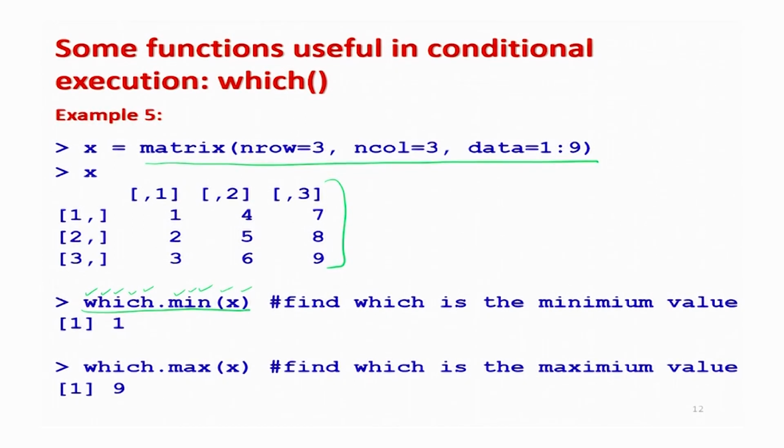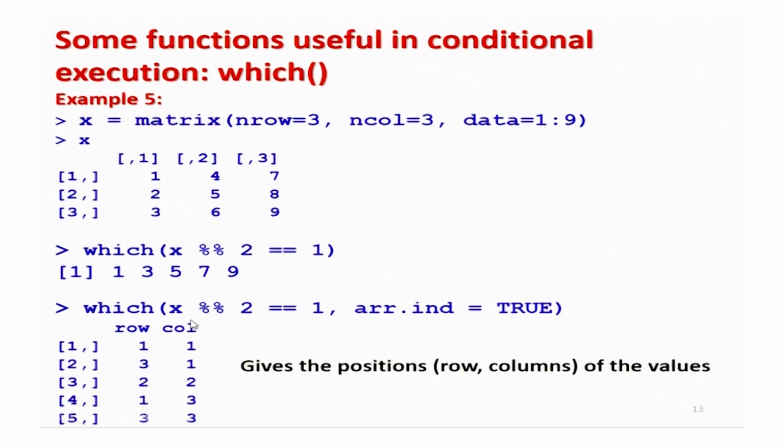So, you can see in these values 1, 2, 3, 4, 5, 6, 7, 8, 9, this 1 is the minimum value. Okay. So, it is coming here 1, and suppose you want to know which is the maximum value. For that the command here is which dot max, and inside the parenthesis you write the array, which is here x. So, this will find which of the values is the maximum. You know that out of 1 to 9, 9 is the maximum value, which is reported here. Okay.